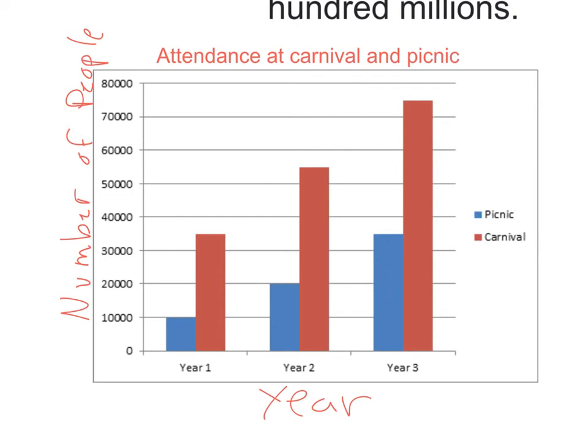Estimating what these bars are is also really important for me in this graph, because look at the red ones. They all fall between two lines. So I could see that this is about halfway between 70,000 and 80,000. So it must be about 75,000.